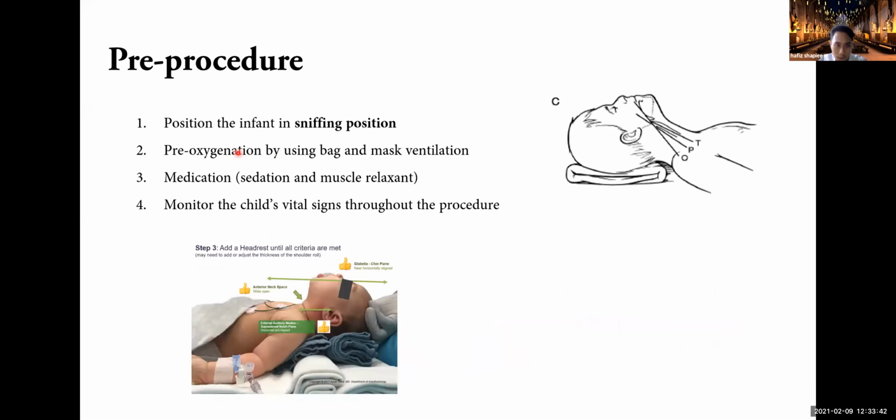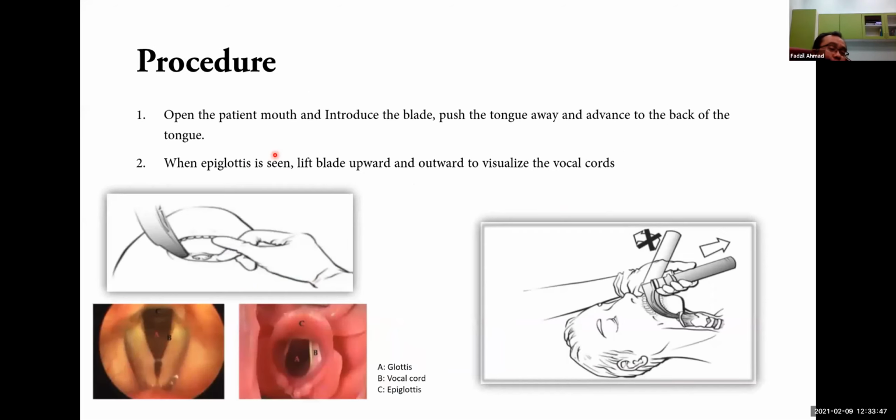For the pre-oxygenation, it can be skipped if it's an emergency condition. So we just continue with the procedure.